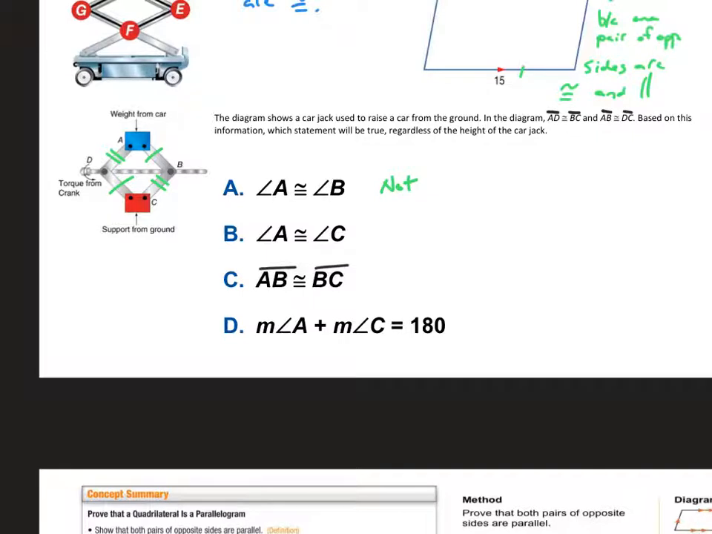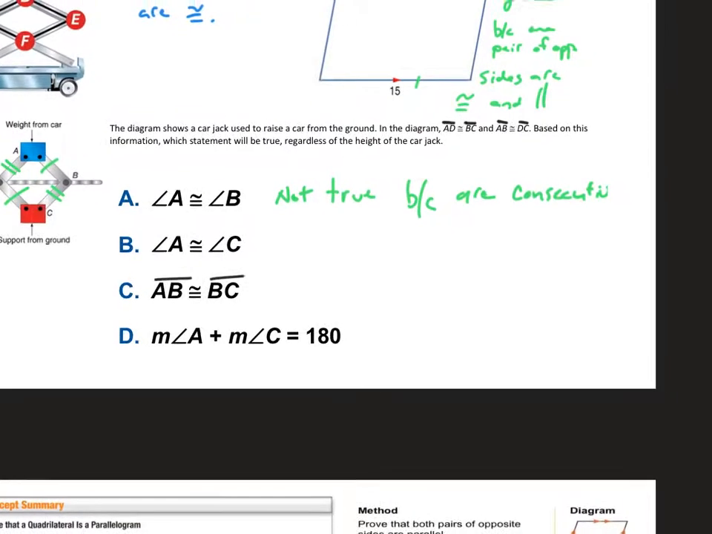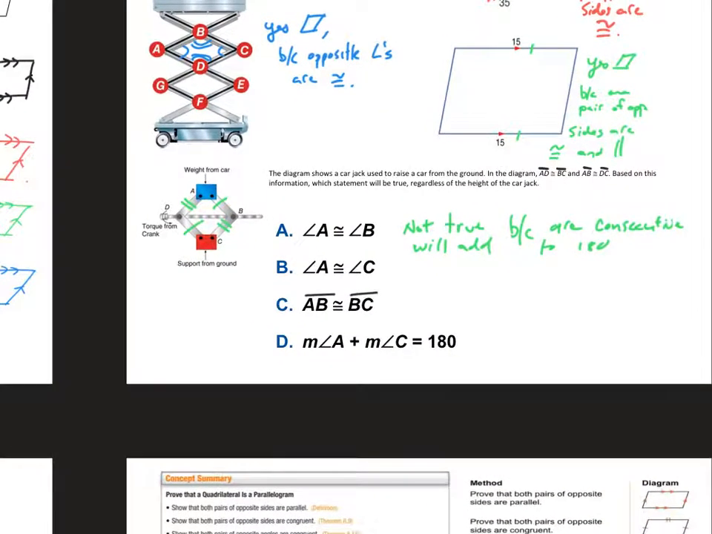I know, looking at this car jack, that opposite sides, both pairs, are congruent. So this will be a parallelogram. And since A and B are consecutive, they are not congruent. They should add up to be 180. All right, looking at choice B, it says that angle A is congruent to angle C, and I see that these guys are opposite angles, and I know that's a property of a parallelogram. So I'm going to go on and circle that and move on with confidence.